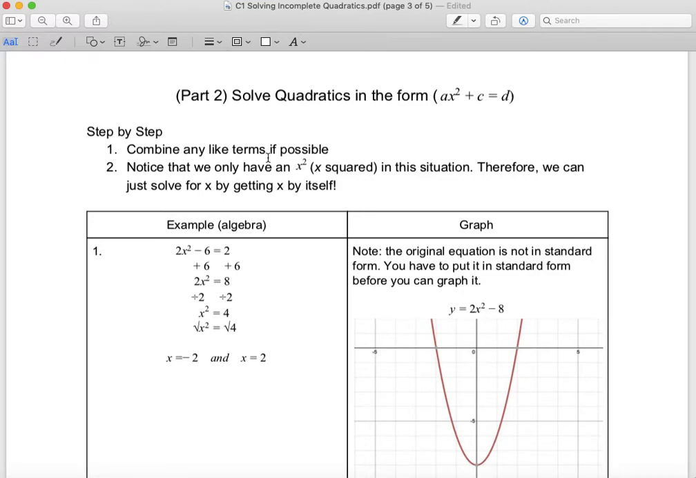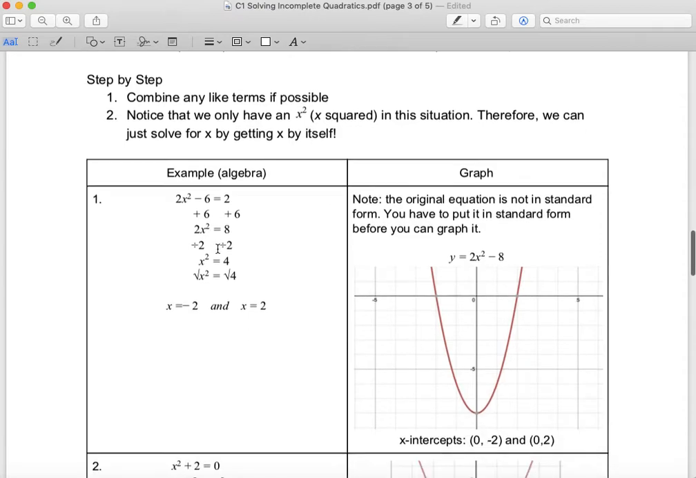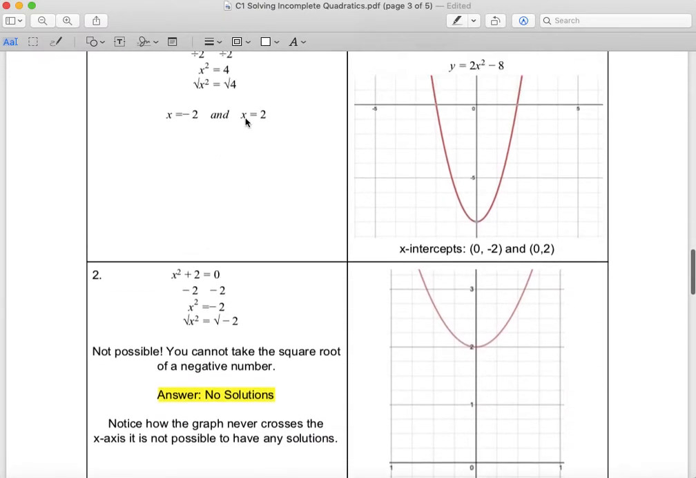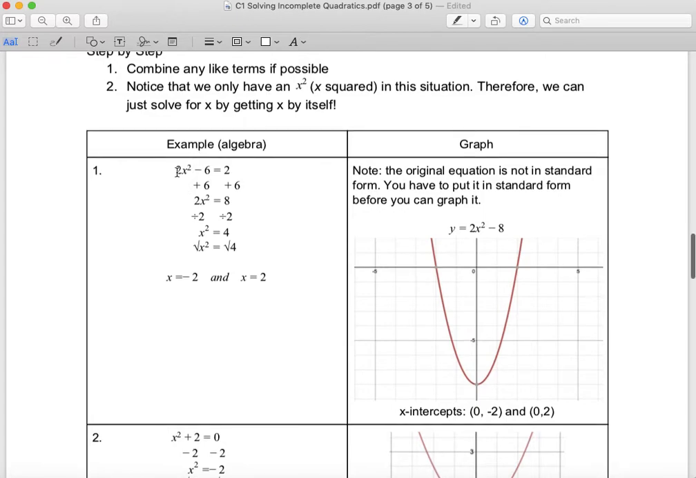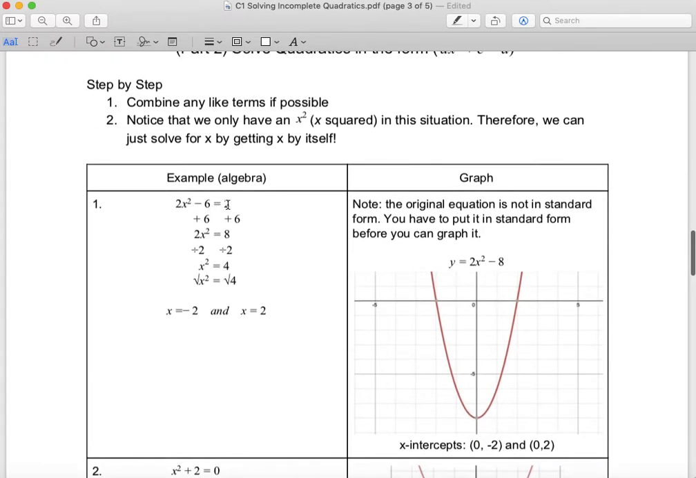So combine any like terms if possible first. So ax squared, if there were another x squared anywhere else in here, we would want to combine like terms first, but in this case, we've just got 2x squared minus 6 equals 2. So first, if we're trying to get x by itself, we should push everything to the right side of the equal sign. So I'm going to add 6 to both sides.